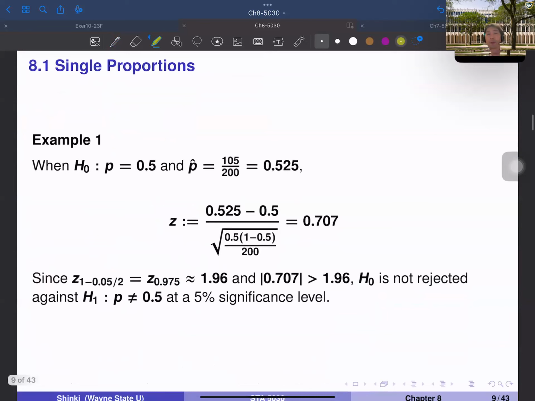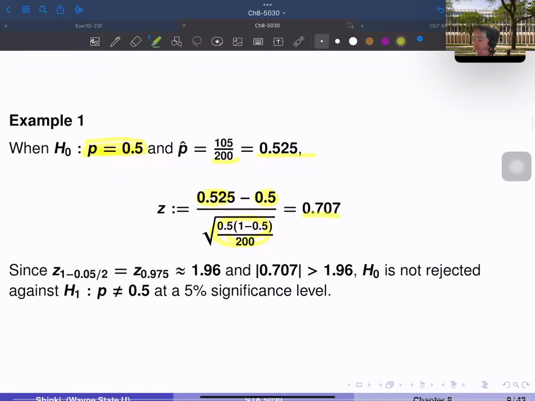So the concrete procedure is here. In our case, we have 105 males out of 200 babies. So our p hat is 0.525, and we want to test if the true proportion is 0.5. Under this null hypothesis, the expected value is 0.5, and our realization is 0.525. The standard error of this estimate is the square root of 0.5 times 1 minus 0.5 divided by 200. So we get z equal to 0.707.